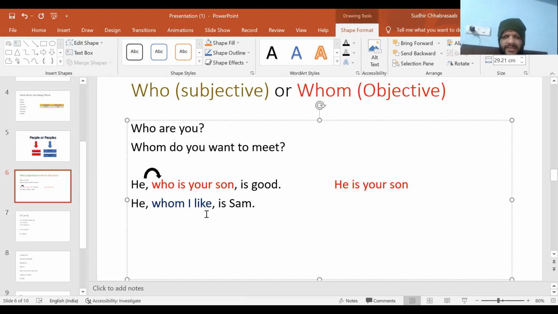Now, if I see this thing, whom I like, as in I'm doing the action, and the person who is being liked, which is very awkward actually right now, he is going to be the object of this part. As in, suppose I say, I like Sam. Now guess the sex of Sam, male or female.